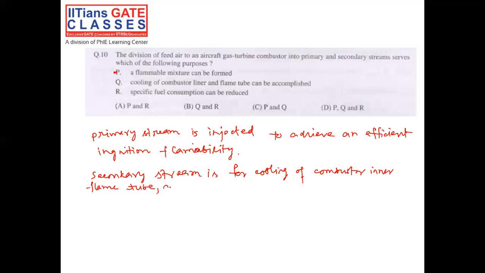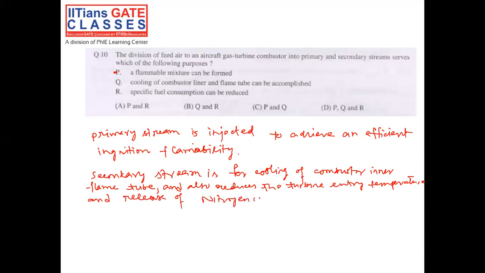and also it reduces the turbine entry temperature, and release of nitrogen oxides. So this is the second option, and it doesn't have any effect on specific fuel consumption. So this is not the correct statement. So only P and Q are the correct statements. So C is the correct answer.